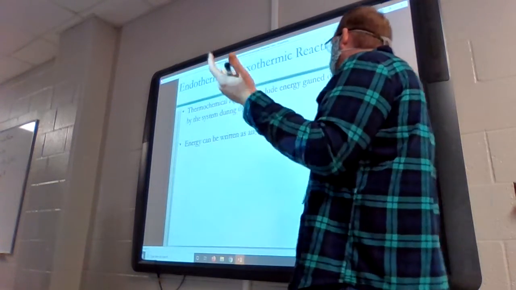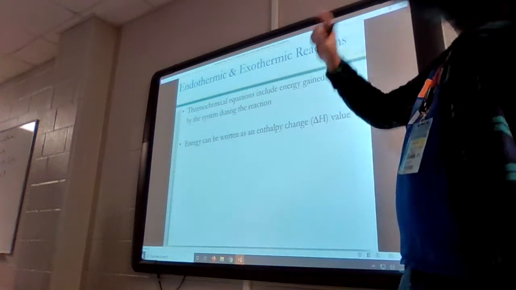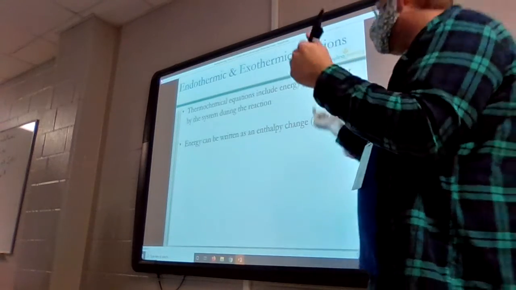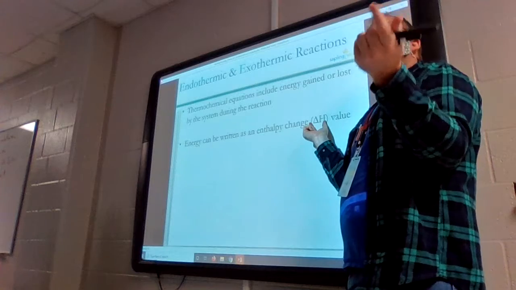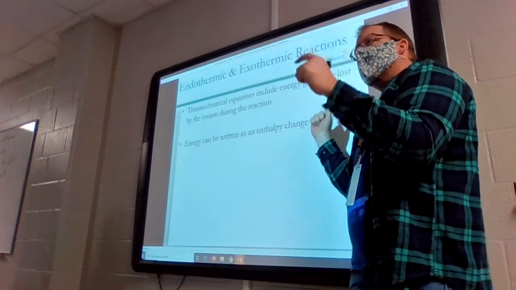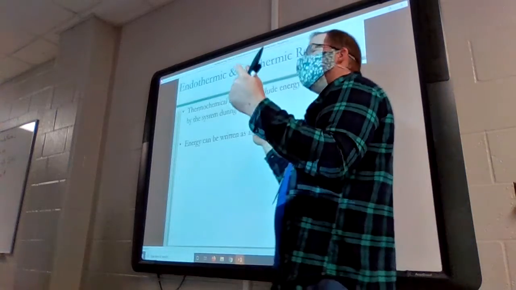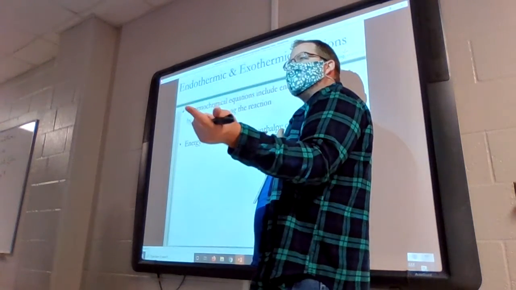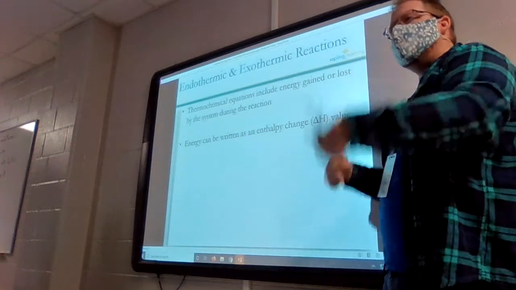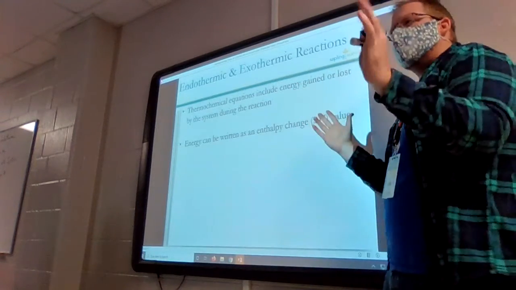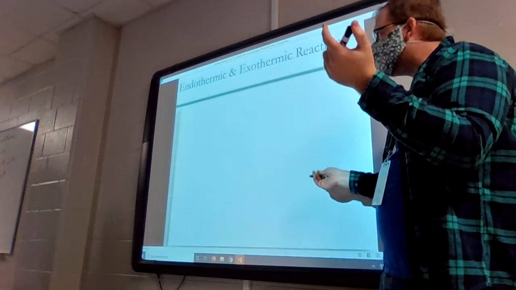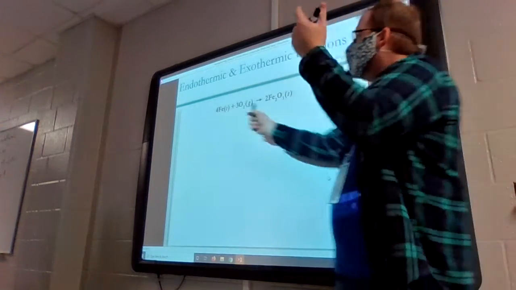So thermochemical equations include energy gained or lost by the system during a reaction. They will write out the chemical equation, like we've seen all year long, and at the end, they will tack on this delta H, and they'll have delta H equals some number. That number is the actual amount of heat that you gained or lost in the system. If it's positive, you gained heat. If it's negative, you lost heat. Does that make sense? They'll give you an example in just a second.